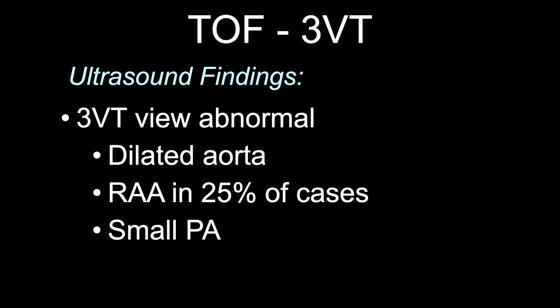But the importance of the 3-vessel trachea view also, it allows you to assess the direction of blood flow. So the blood flow is going forward. That's probably a good prognosis type of tetralogy. If the blood flow is going in reverse direction, the pulmonary artery, there has a worse prognosis looking into the postnatal outcome.